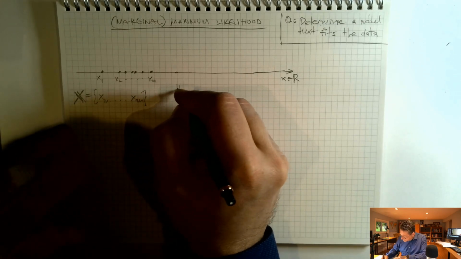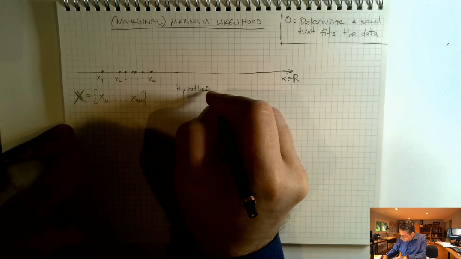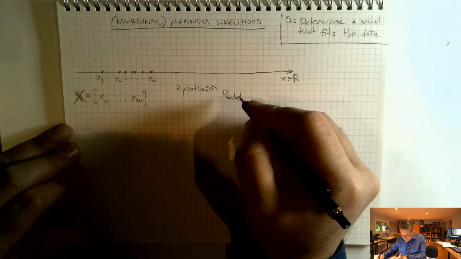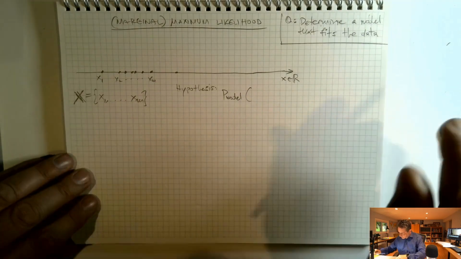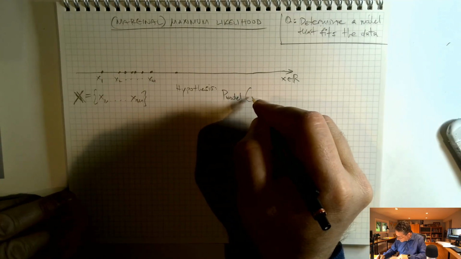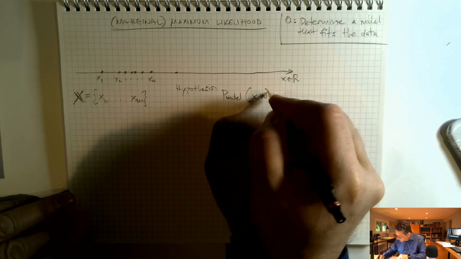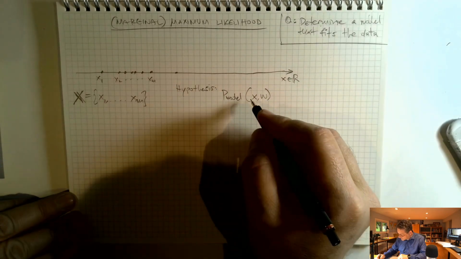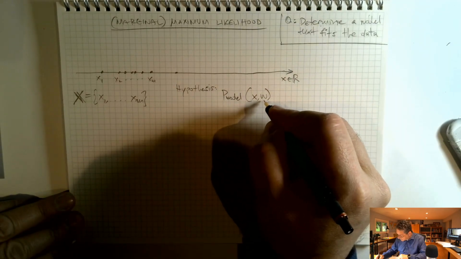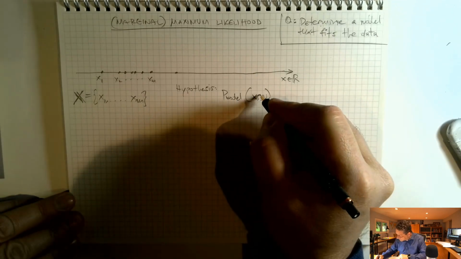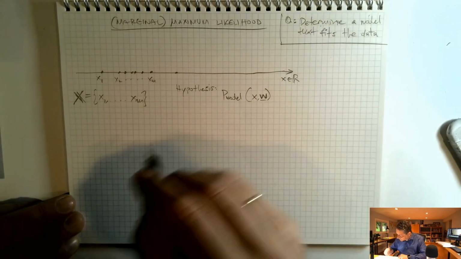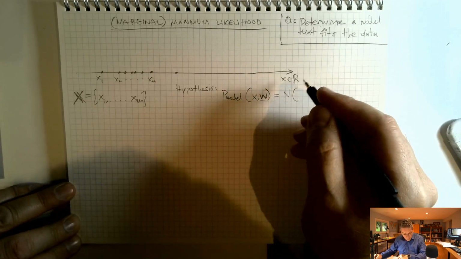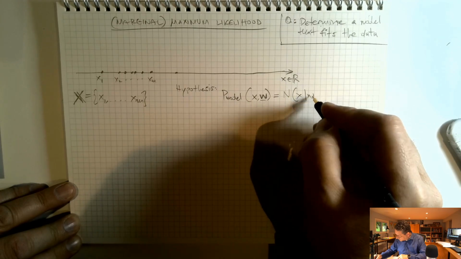So our hypothesis, in other words our p model, is evidently going to be... there are no labels, so the p model is going to be just p of x comma w, and x is not even a higher dimension, so it is just a scalar. There's no underline here, but of course we need to put an underline under the w, because it's a set of parameters. It's going to be the normal distribution of x given w.